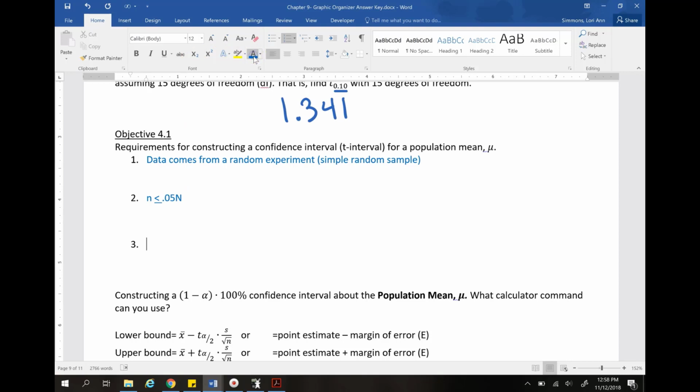And third, the data needs to be normally distributed, or n needs to be greater than or equal to 30 because of the central limit theorem. This normally distributed also has to have no outliers.